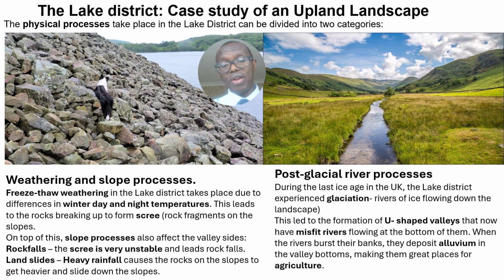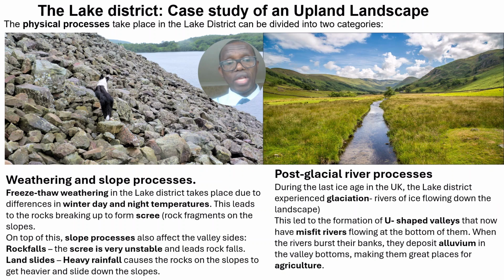Now we know that the rocks can be quite unstable, like the ones you can see here. All of them are different shapes and sizes, and therefore they will not sit on top of each other in a way where they would not move, for example. So because of that instability, the rocks are likely to move down the slopes due to the pull of gravity. And then the second slope process are landslides, and these ones occur during periods of heavy rainfall, and that causes the rocks that are on the slopes to get heavier and therefore slide down the slopes.